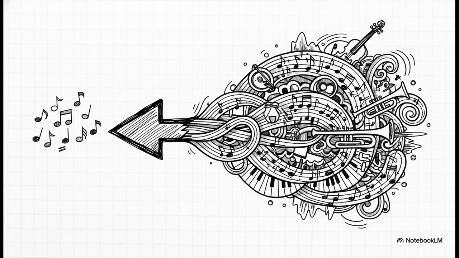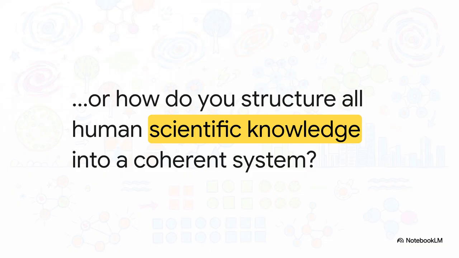Or what about this? How do you take just 12 simple notes and arrange them into a symphony? A piece of music that has structure and tension and this emotional power that can move thousands of people. Where does all of that come from? And here's maybe the most ambitious one of all. How do you even begin to structure all of human scientific knowledge, from the basic laws of physics all the way up to the insane complexity of biology, into one coherent, reliable system for understanding reality?